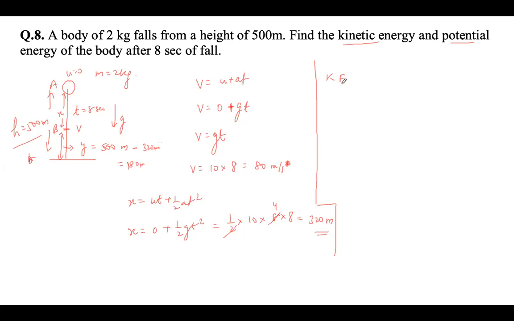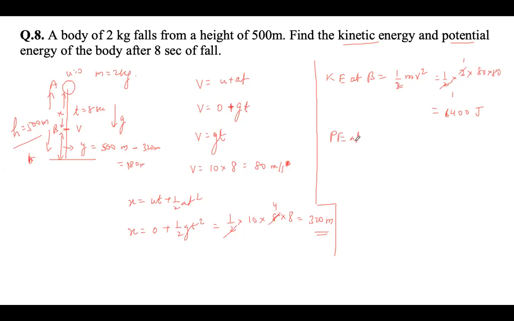So we have to find the kinetic energy and potential energy of the object. So kinetic energy at B is equal to half mv square, half into mass is 2 kg, and v square is equal to 80 into 80. 2 and 2 get cancelled. It's 6400, 6400 joules.